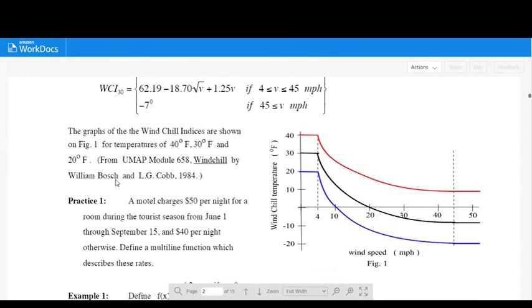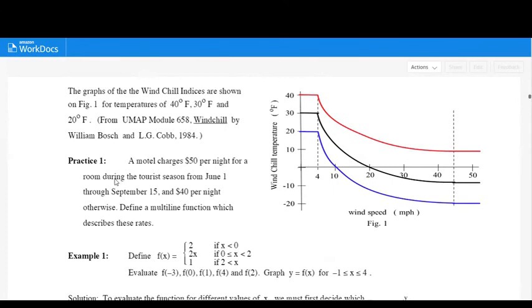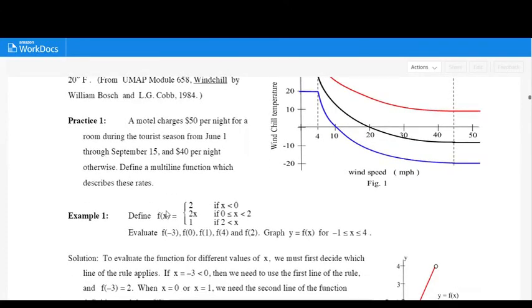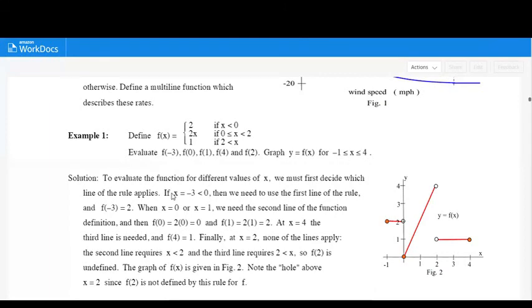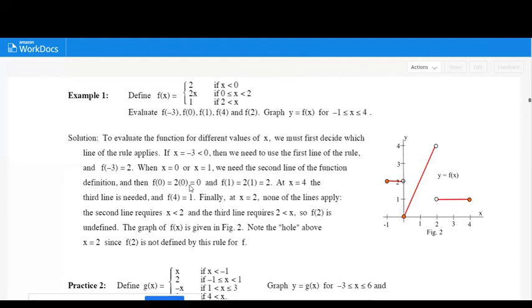So yan. Okay, so if you want to practice, so may practice problem tayo dito. Next is we have define f of x. So multi-line function pa rin. So if x is less than 0, the answer is 2. If x is greater than or equal to 0 but less than 2, you'll use 2x. If x naman is greater than 2, the answer directly is 1. Now, we need to evaluate f of negative 3, f of 0, f of 1, f of 4, and f of 2.